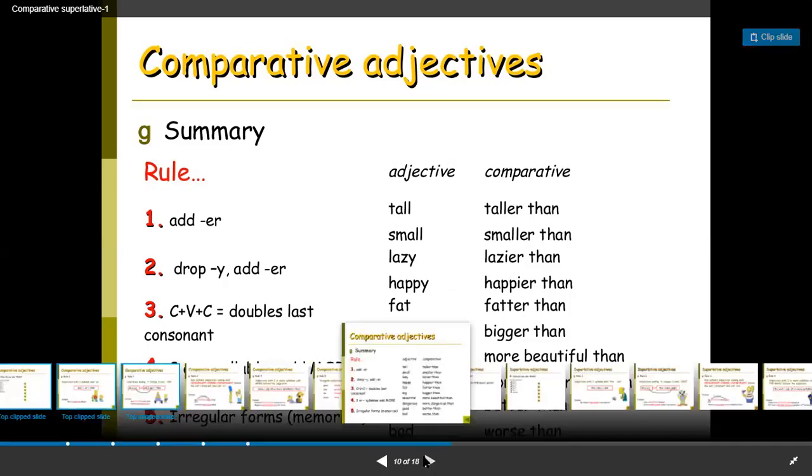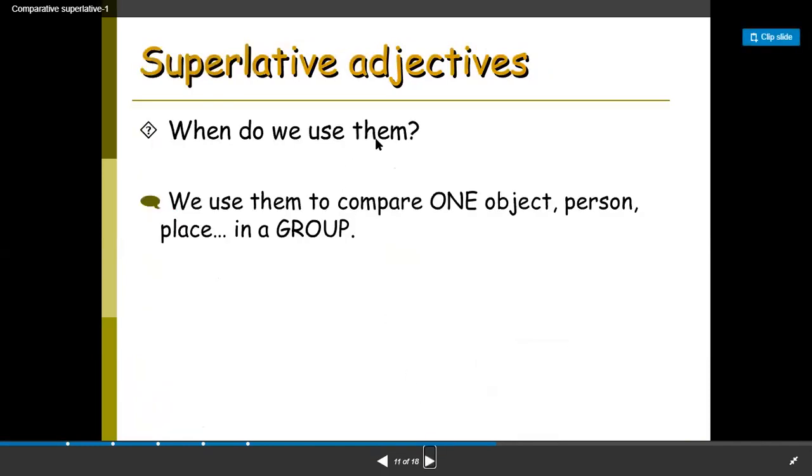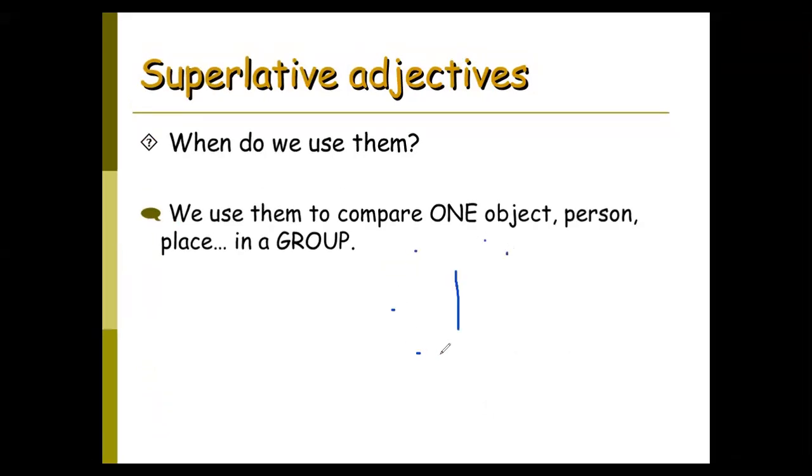We have another part of the adjectives, we call it superlative. And this, my girls, is when we want to compare one person or one thing to a group of things. One person to many people, or one place to many other places, or one thing to many things.